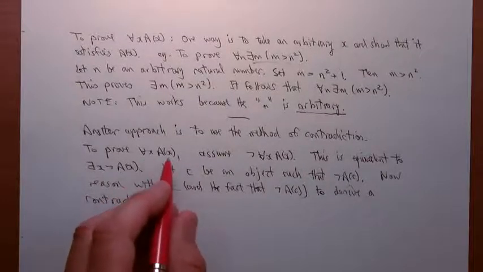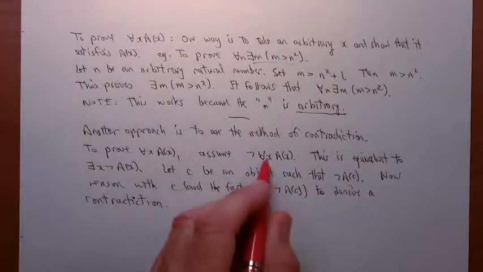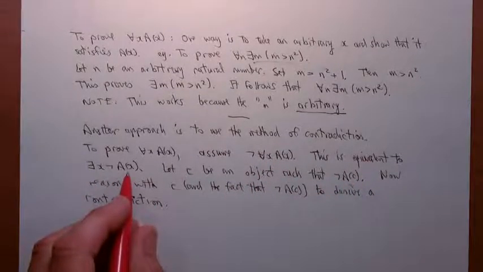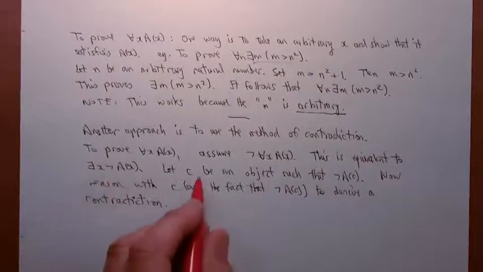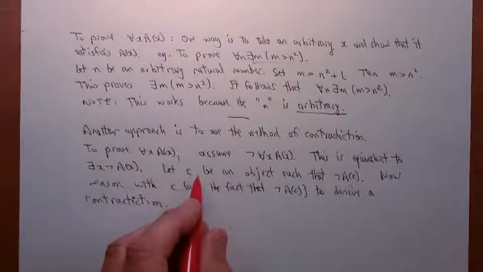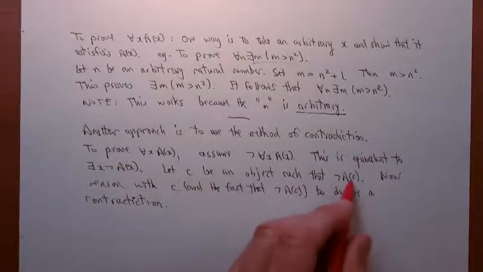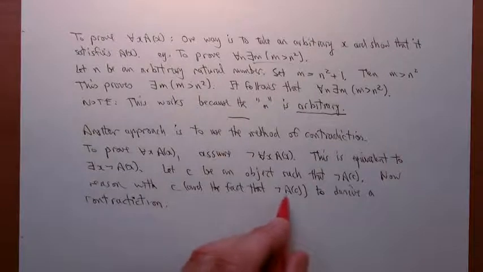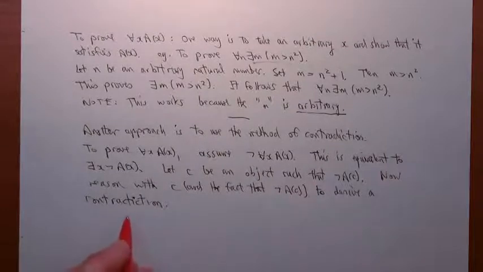You want to prove for all x A of x, and you're going to use contradiction. So you assume not for all x A of x. That's equivalent to there exists x not A of x. And that tells you you can find an object, or at least you know that an object exists, for which not A of c. And then, if you can, you reason with that object using the fact that not A of c to derive a contradiction.